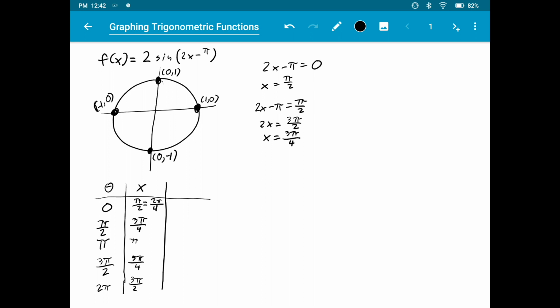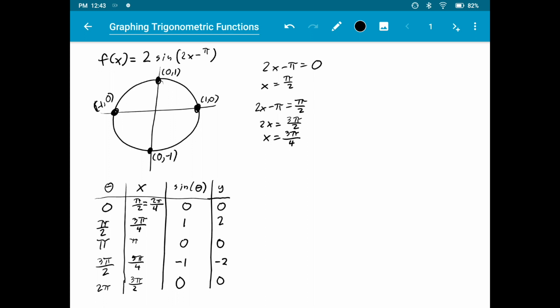Now, the sine of theta is going to be equal to the sine of 2x minus pi. So the sine of 0 is 0. The sine of pi over 2 is 1. The sine of pi is 0. The sine of 3 pi over 2 is negative 1. And the sine of 2 pi is 0. I'm multiplying the sine of theta by 2, so this gives me y values of 0, 2, 0, negative 2, 0.